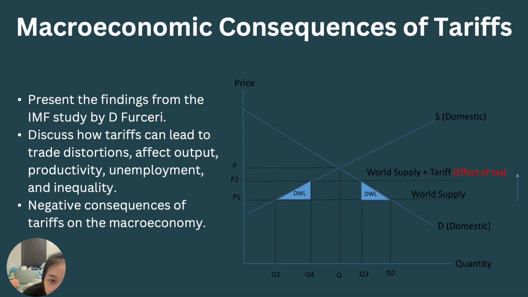Moving on, I will be presenting to you a finding that was concluded from the IMF study, which was conducted by Diffusory, the Deputy Division Chief of the Regional Studies Division of the Asia and Pacific Department of the IMF. From the graph given, we can see that both supply and tariff will imply. Tariffs are basically used for customs duties and merchandise imports.